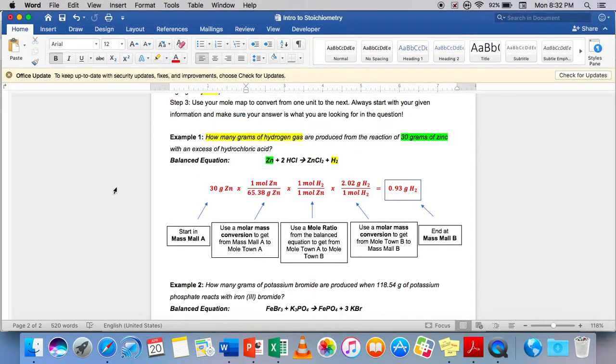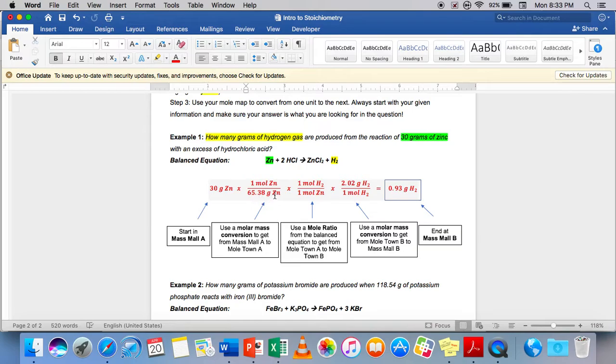Now let's take a look at how the math works out. Okay, I've already labeled each step for you, so pay attention to this. Always come back to this example problem. So like I said, we started with 30 grams of zinc. That's my starting material. In order to convert mass to moles, I have to use a molar mass conversion to get from mass mole A to mole town A.